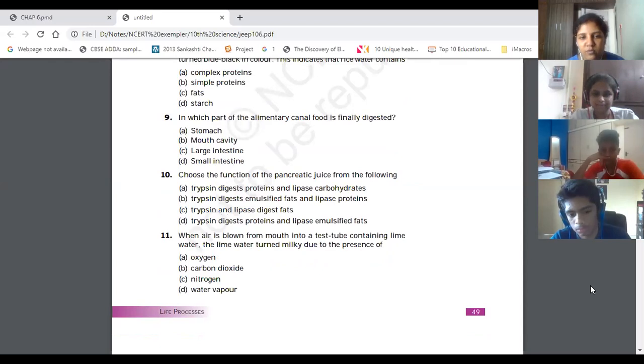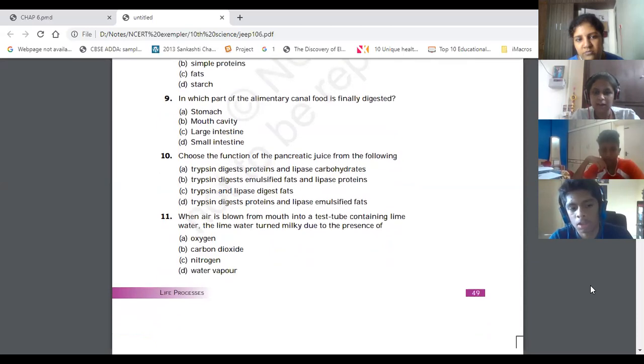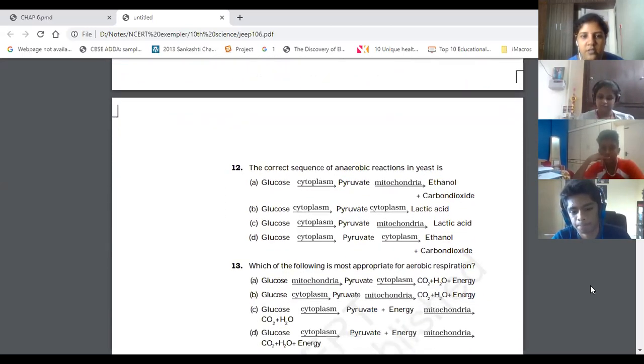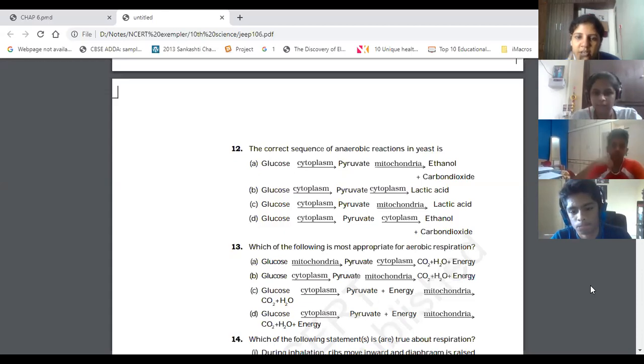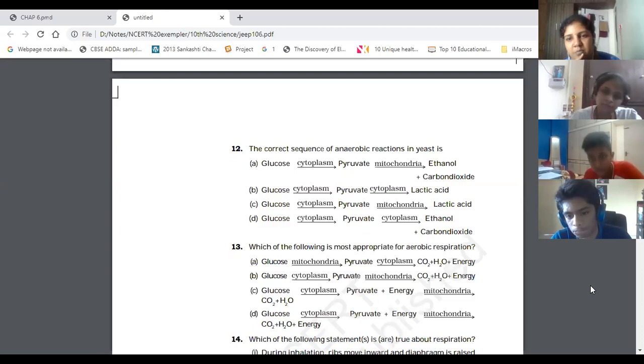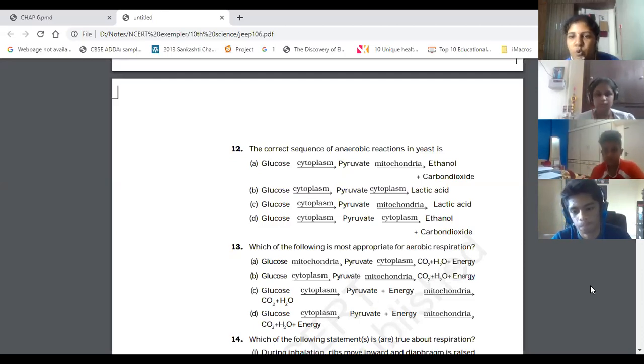When air is blown from the mouth into a test tube containing lime water, the lime water turns milky due to the presence of carbon dioxide. The correct sequence of anaerobic reaction in yeast is? Option D. Glucose to pyruvate conversion takes place in the cytoplasm. Pyruvate to ethanol conversion also takes place in the cytoplasm only. The reaction takes place in mitochondria only when oxygen is available.